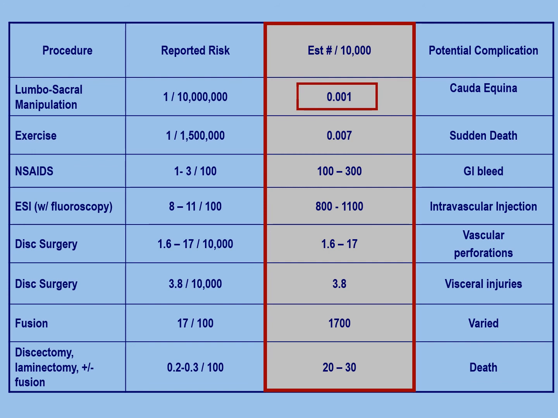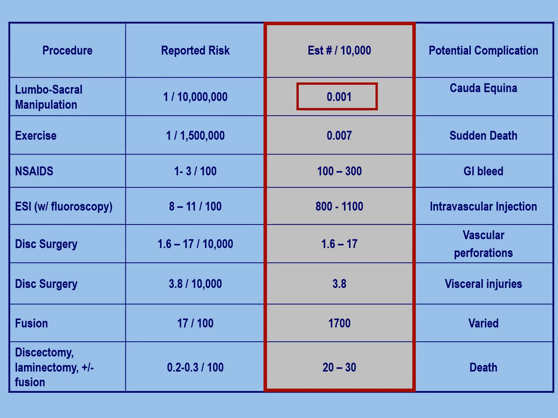So this is a slide that looks at different procedures for individuals who have lumbar problems. And you can see it starts with lumbosacral manipulation, then it follows on with exercise, non-steroidal anti-inflammatory drugs, and more invasive procedures, including injections and surgeries. And if you look at the risk associated with these, the risks of the more conservative treatments like manipulation are really, really low. The one potential significant complication that we potentially see with manipulation is cauda equina, right? But that's extremely rare. In fact, exercise probably has a higher risk of sudden death associated with it than somebody getting cauda equina from lumbar manipulation.